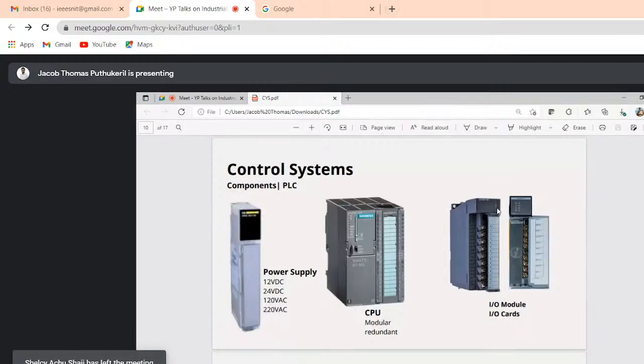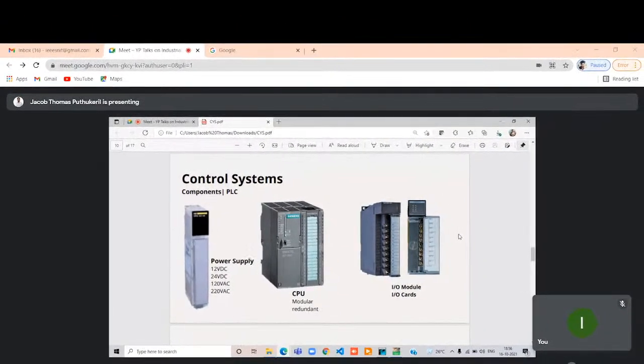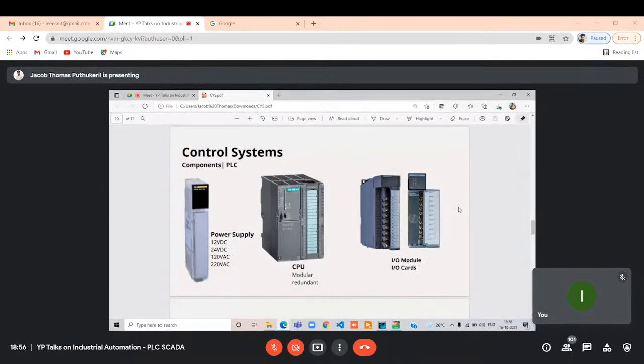Coming up here, we can see that the label is like the QX40. In American standards or European standards, we use I for the input, and in Asian countries we use X as the input. When coming to the output, in Asian countries we use Y as the output, and in European and American standards we use Q or O as the output.